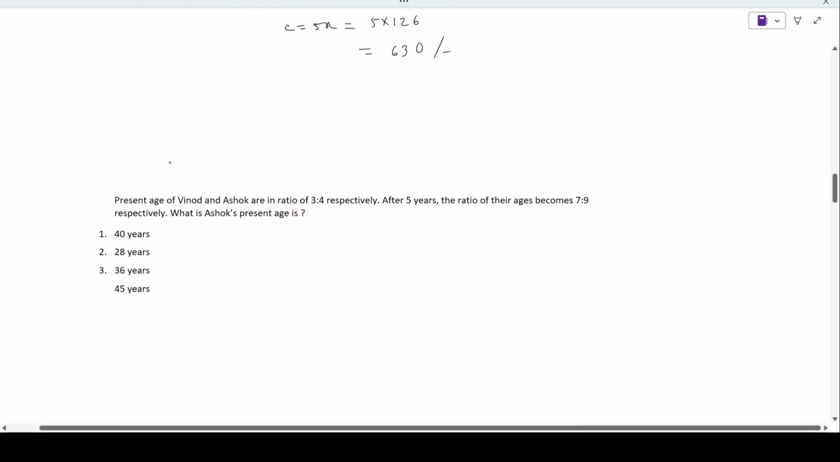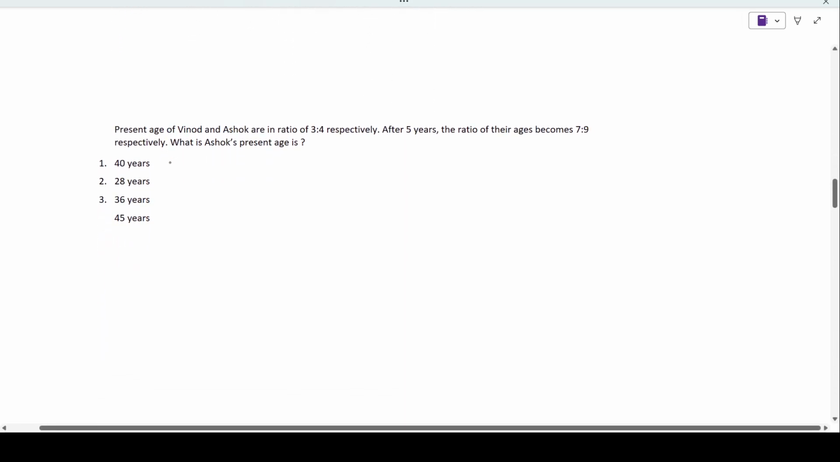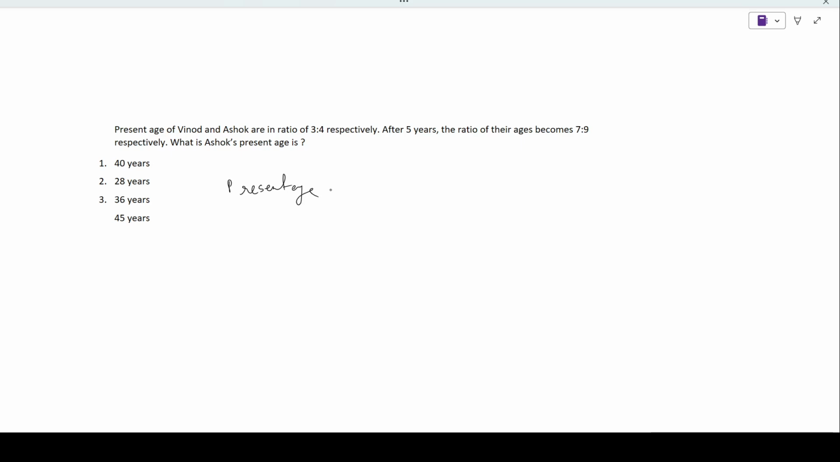Going on to the next question. We have the present ages of Vinod and Ashok are in the ratio of 3 ratio 4 respectively. That is, the present age of Vinod is, let's suppose, 3x, and the present age of Ashok is 4x.